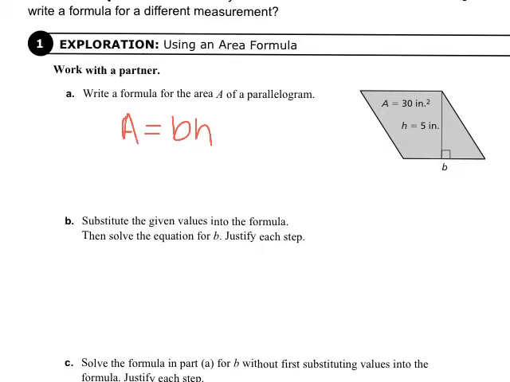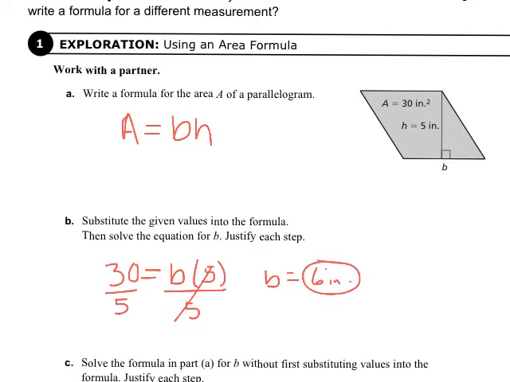Okay, so the area is 30 because it tells me that. I don't know my base, but I do know my height is 5. Okay, so in order to get rid of that 5, I'm just going to divide on both sides, and I end up with B equals 6. So it looks like the base equals 6 inches. Okay, so the base equals 6 inches.